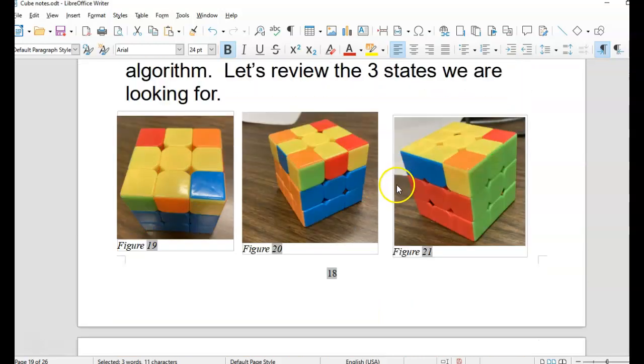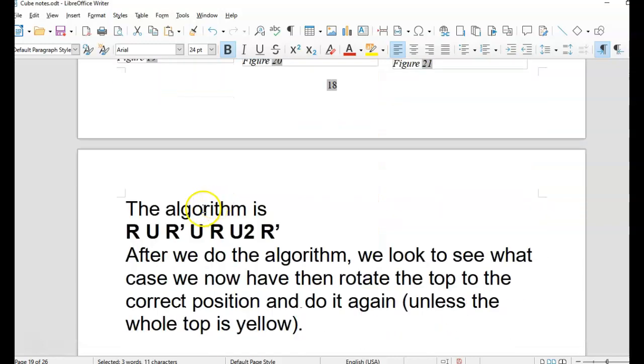And then our algorithm, so again, there are just the three pictures. Once again, summarized, it is this: we're going to turn the right side up, then the upper side, then the right side down, then the upper side, then the right side, then the upper side twice, and then finally the right side back down.